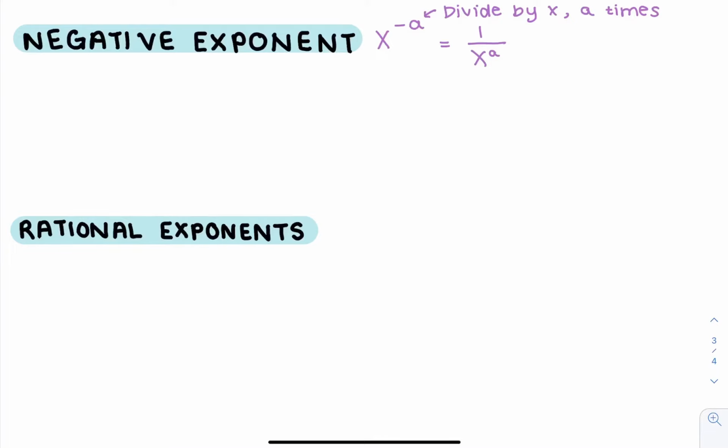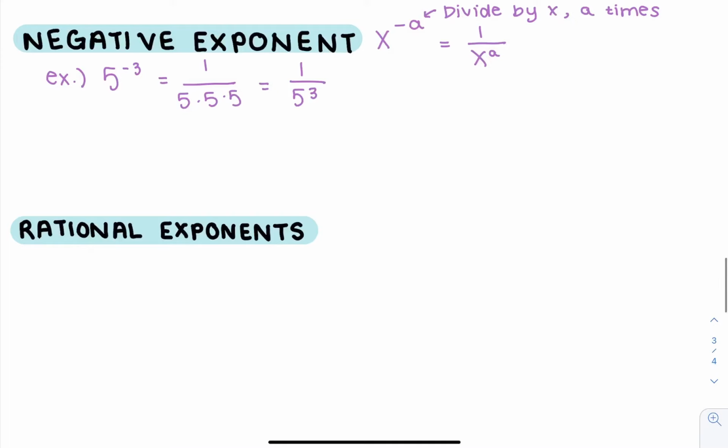So let's see an example. Let's start with an easy one. 5 to the negative 3. A lot of people just like to say this is negative 5 cubed or something similar to that. What this is really telling you is we're going to divide by 5 3 times. So we're going to take this as 1 over 5 times 5 times 5, which is just 1 over 5 cubed.